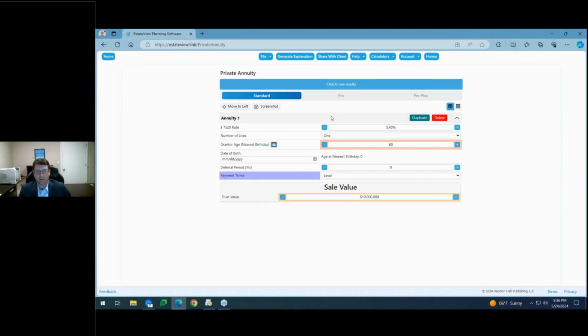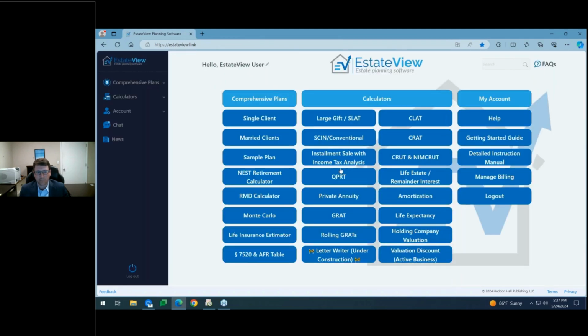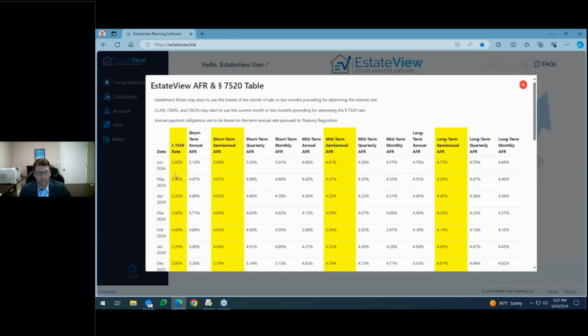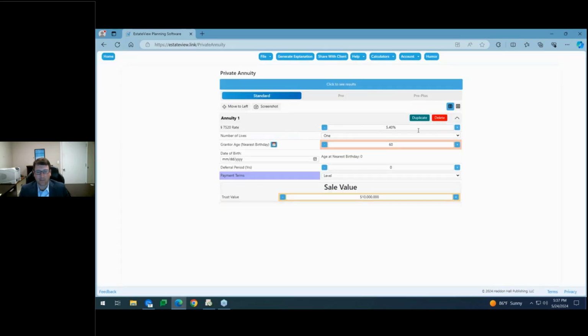So just looking at the standard mode, we have our 75/20 rate, which is the rate as of today. It will automatically populate. If you're doing planning prospectively, you can look up the 75/20 rate on the EstateView software. You go back to home, and you find the 75/20 rate or AFR table, and you will see all those rates listed there. So if we're going to do this transaction in June, because I'm currently recording this on May 24th, so we're close to June, we might want to use the June rate because the likelihood that we would get this transaction completed by the end of the month is low. So you can show the next 75/20 rate if you like. I'm just going to assume that we can get it done in May, so we can use 5.4%.